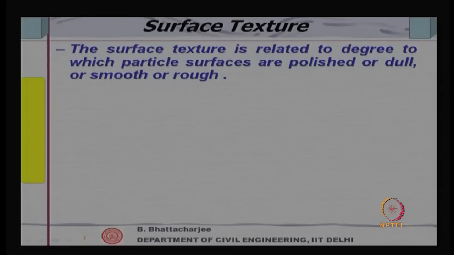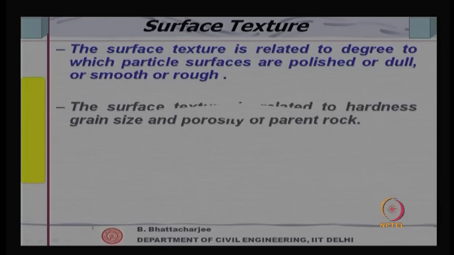Now, let us look at surface texture. The surface texture is related to the degree to which particle surfaces are polished, dull, smooth or rough. This is also important, because the bond of the cement paste with the aggregate depends upon this surface texture. That is why surface texture is important.